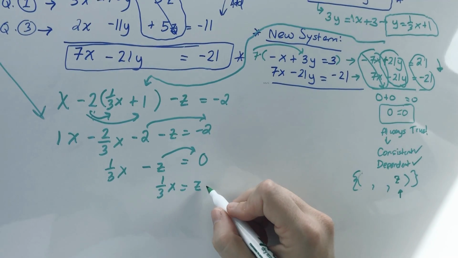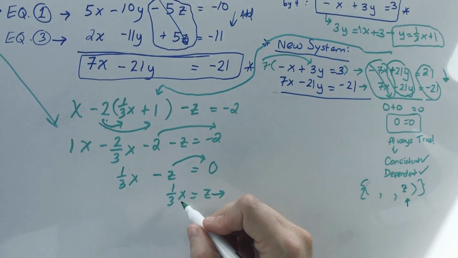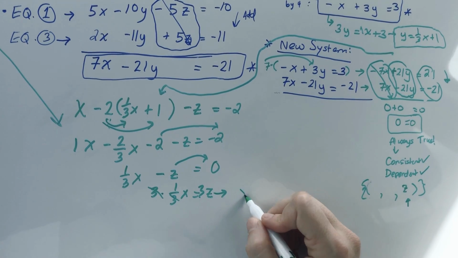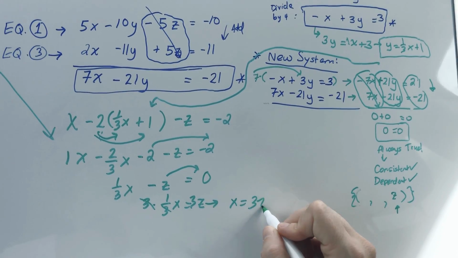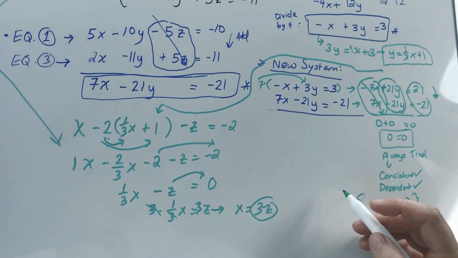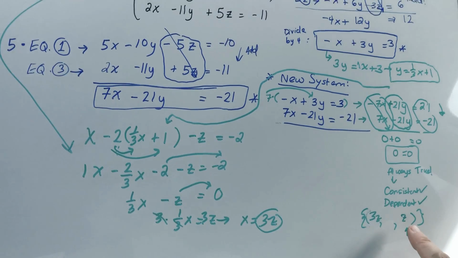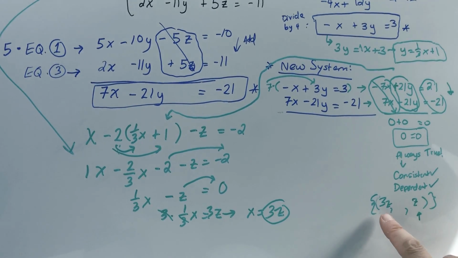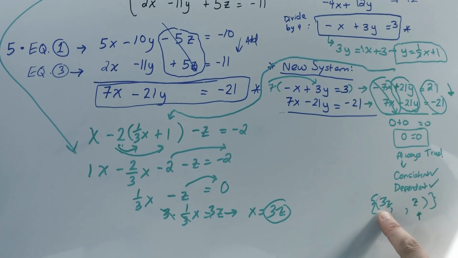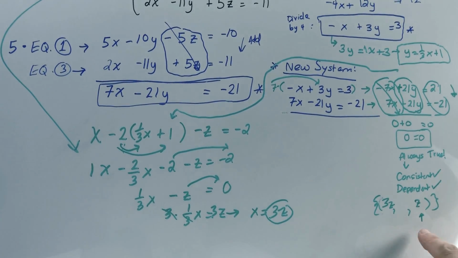So what does x equal then? Well, multiply both sides by 3, and you have that x equals 3z. Okay, so now we know what x equals. X in terms of z, x equals 3 times as much as z. What this means, if you're looking for ordered triples, whatever z is, x is 3 times as large. So if z is a 2, x is a 6. If z is a 4, x is a 12. It's 3 times as large as your z.